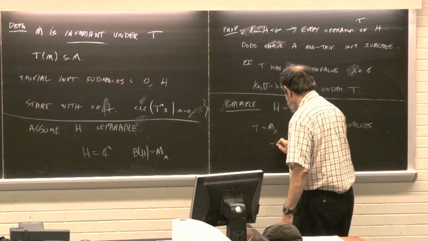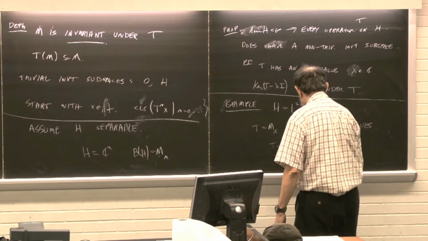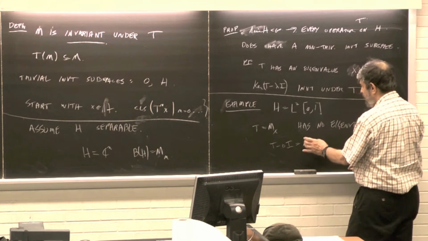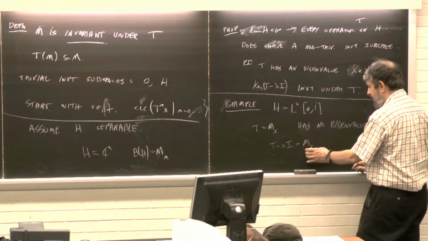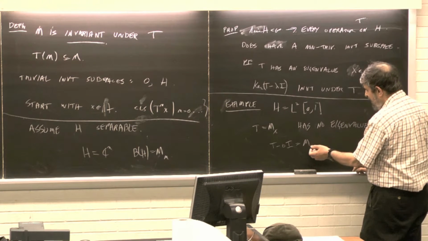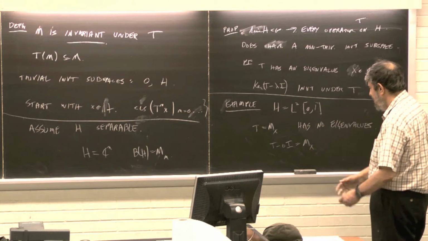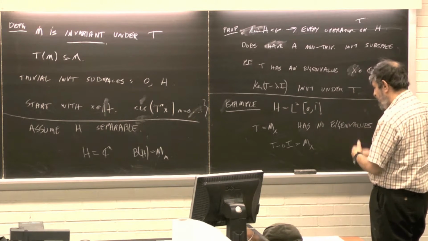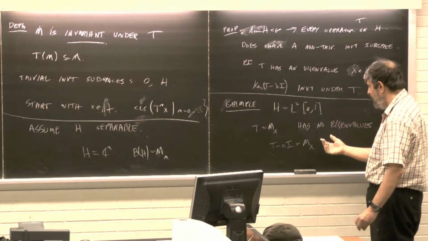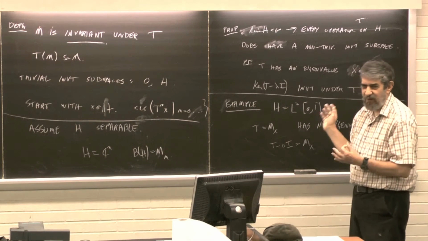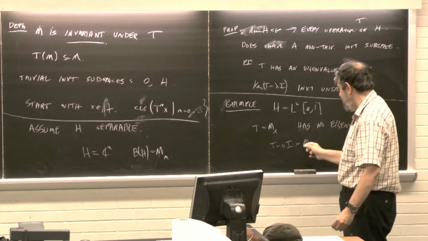If you look at T minus zero times the identity, it's just multiplication by x. Now, the null space of that operator is zero. If you multiply an L2 function by x and you get the zero function, that function must be equal to zero almost everywhere, which means as a member of L2, it's zero. So zero is not an eigenvalue of this.